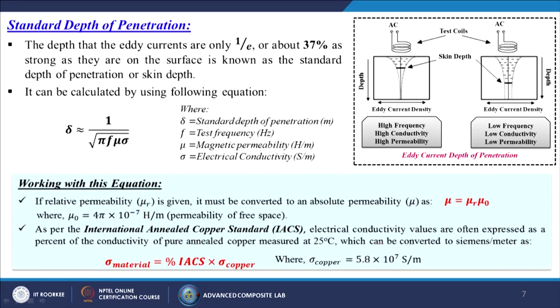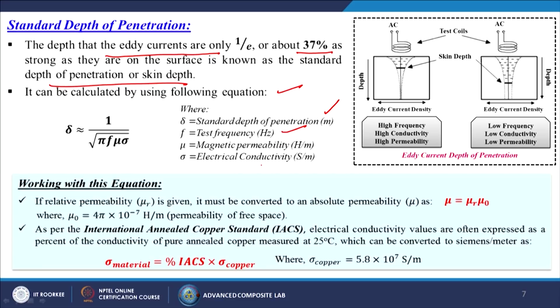Now, what is the standard depth of penetration? The depth at which the eddy currents are only 1/e, or about 37%, as strong as they are on the surface is known as the standard depth of penetration, or the skin depth. It can be calculated using the following equation: delta is approximately equal to 1 over root of pi f mu sigma, where delta is the standard depth of penetration in meters, f is the test frequency in hertz, mu is the magnetic permeability in H/m, and sigma is the electrical conductivity in S/m.